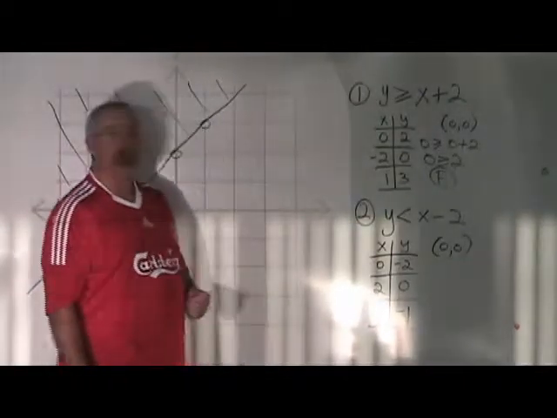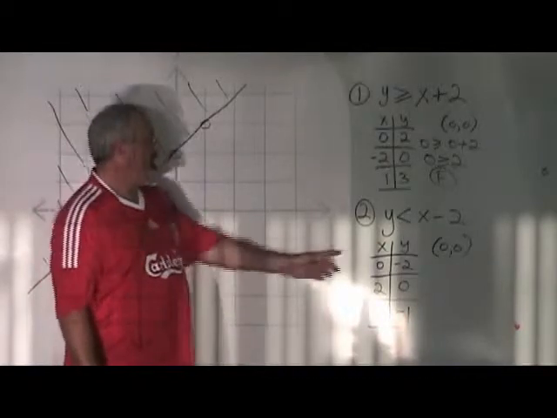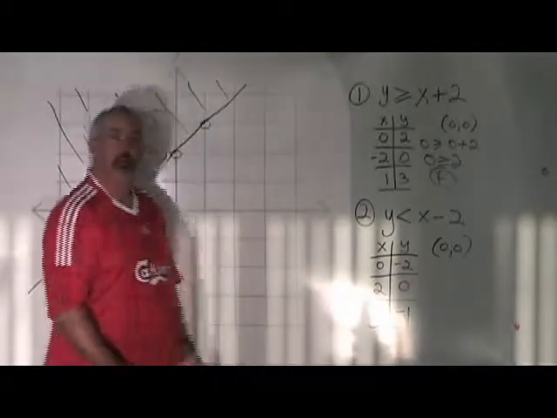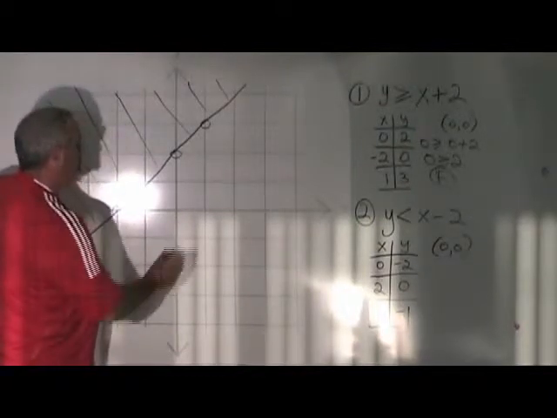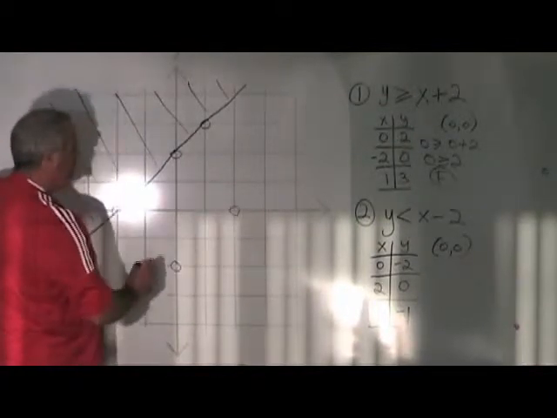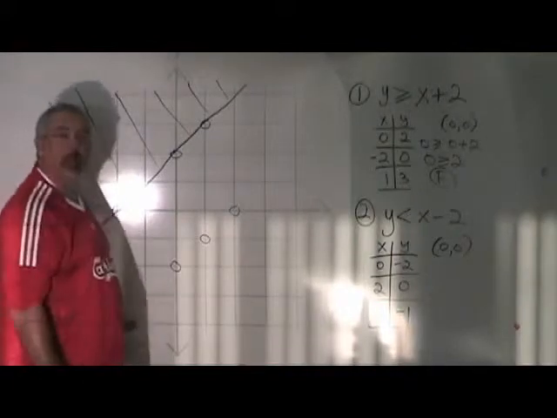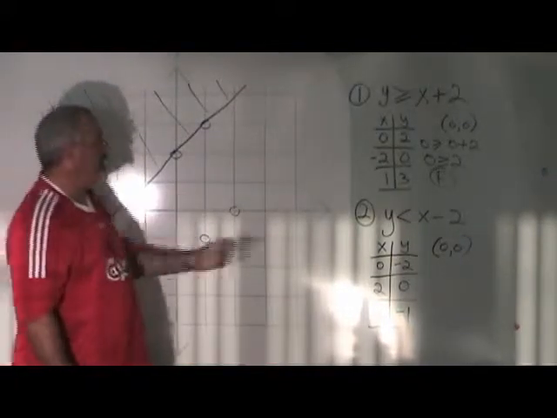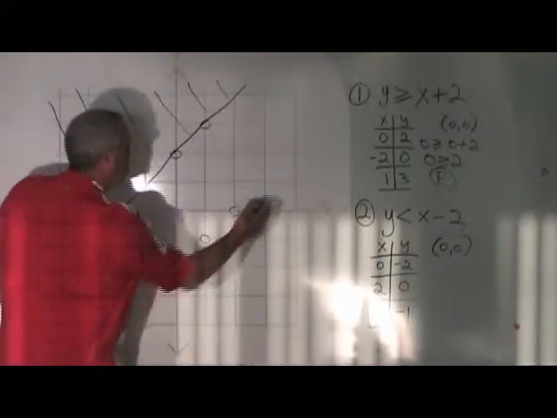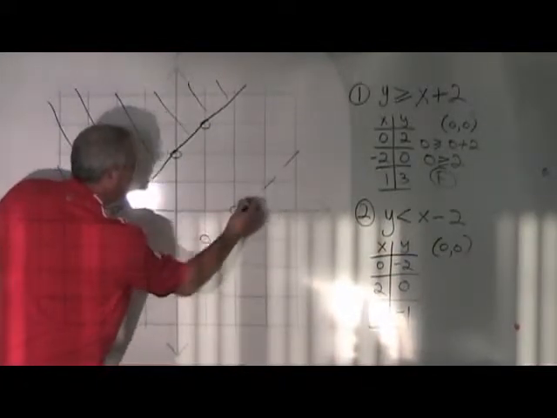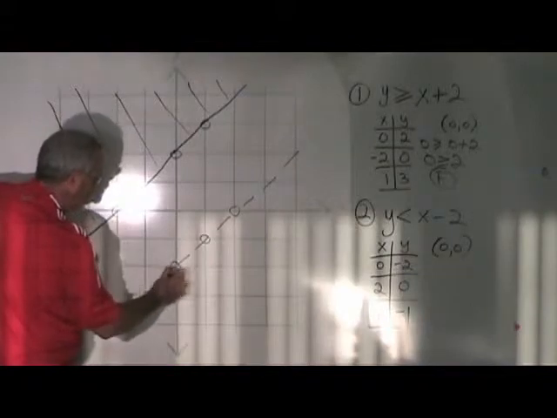I have y is less than x minus 2. Here's my table of values. I'll graph those points now. 0, negative 2 is here. 2, 0 is here. And 1, negative 1 is there. I'm going to draw a line through those 3 points. This symbol tells me it should be a dotted line. So I am drawing my dotted line all the way through the graph, through those points.